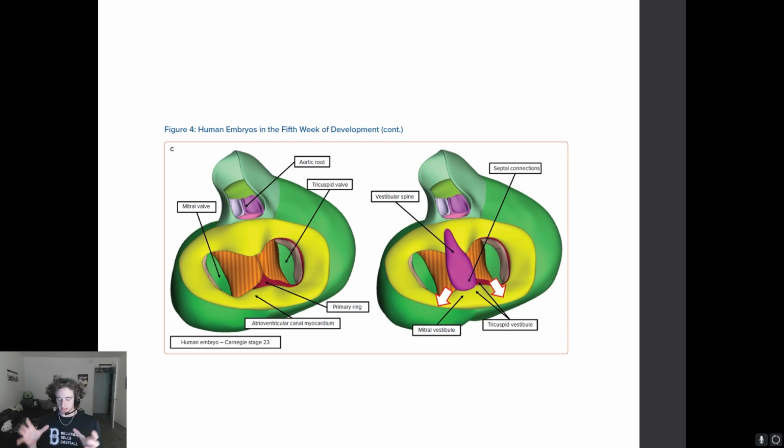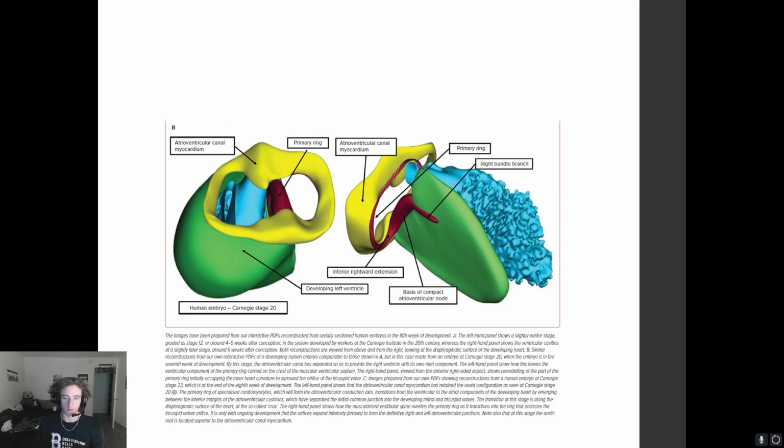So while I said that the atrioventricular canal myocardium is sequestered on the atrial aspect of that plane of insulation, I want to reiterate that the cardiomyocytes of the primary ring surround the developing orifice of the tricuspid valve, right? If we go back, they surround the developing orifice of the tricuspid valve, which forms the basis of the compact node, and its right inferior nodal extension.